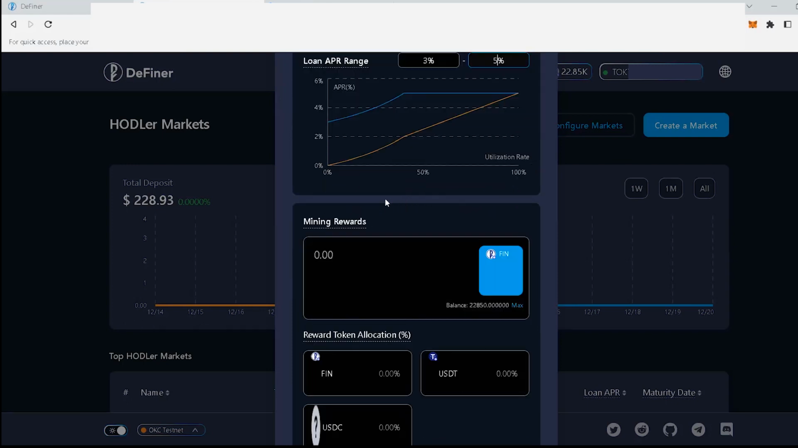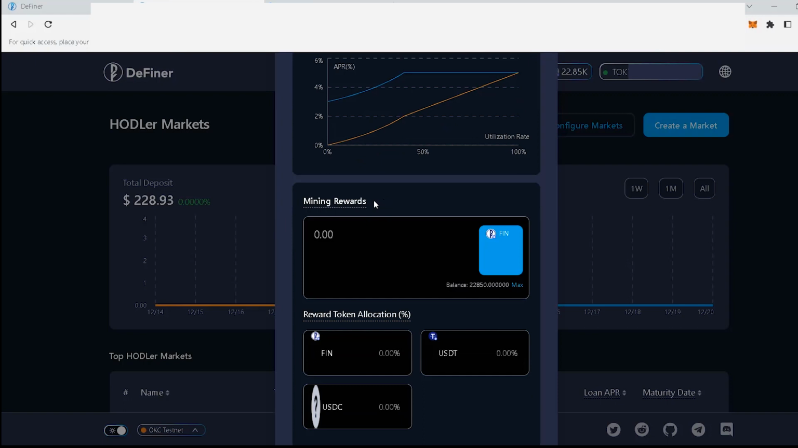The last section of the HODLer Market configuration process is setting up your mining rewards. The mining reward section enables Web3 projects to further incentivize users to deposit into and interact with their HODLer Market. In other words, this configuration allows HODLer Market creators to input an amount of token rewards and distribute these rewards amongst the different crypto asset pools in the isolated market. These rewards are completely optional for the HODLer Market creator, but highly recommended.